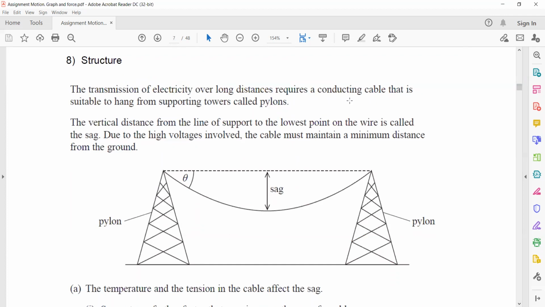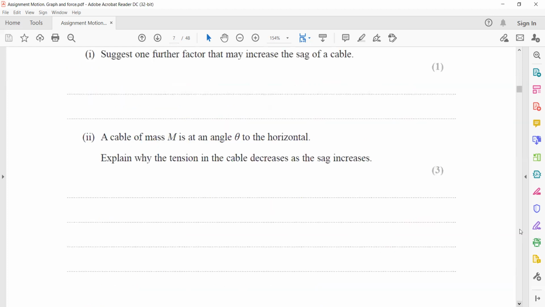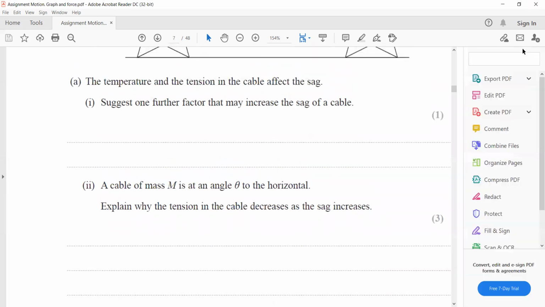This is a structure question. Transmission of electricity over a long distance requires a conducting cable that is suitable to hang from support towers called pylons. The vertical distance from the line of support to the lowest point on the wire is called the sag. Due to the high voltage involved, the cable must maintain a minimum distance from the ground, because electric current produces a magnetic field as well. So for safety, it must have a minimum distance.